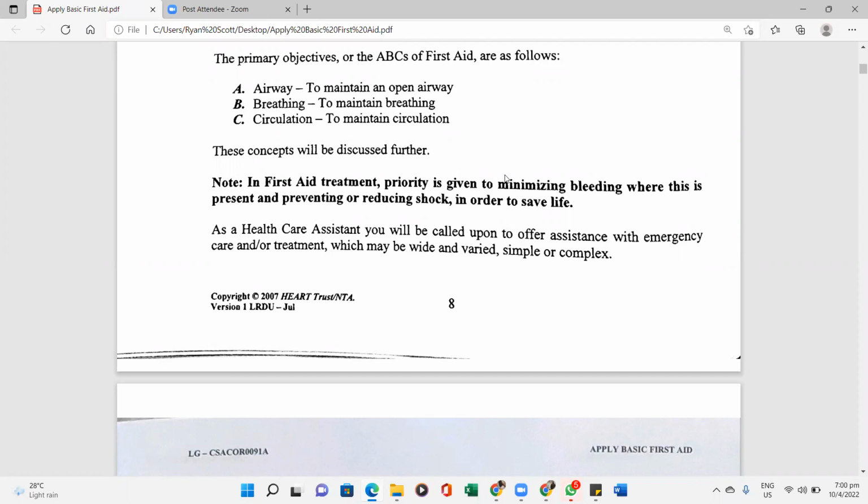All right, so in first aid, priority is given to minimize bleeding. So once you have bleeding, that is the major priority over everything else, really, okay? So you try to stop the bleeding as quickly as possible. If you don't stop the bleeding, then the person can die, okay? Especially if it's severe bleeding, all right?